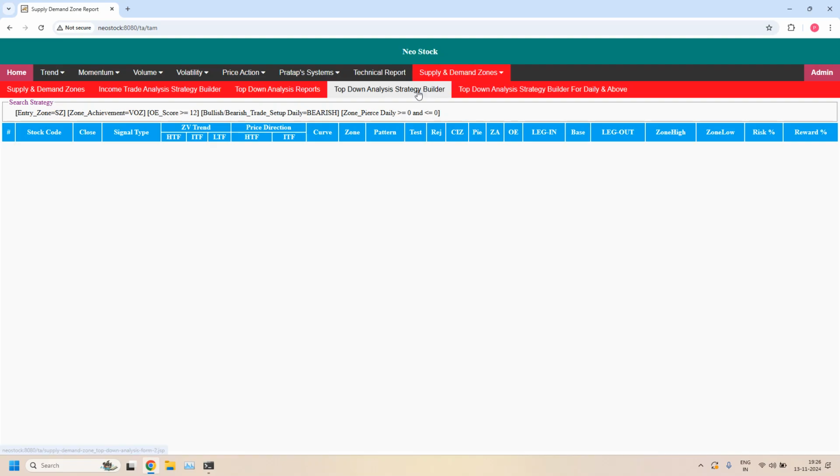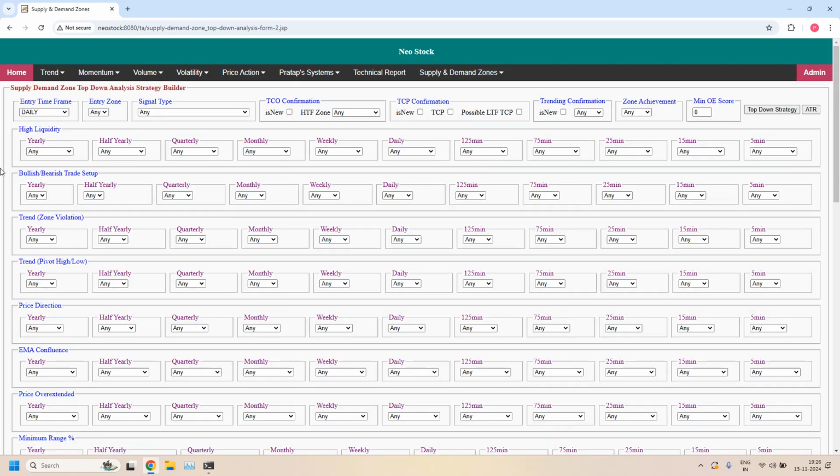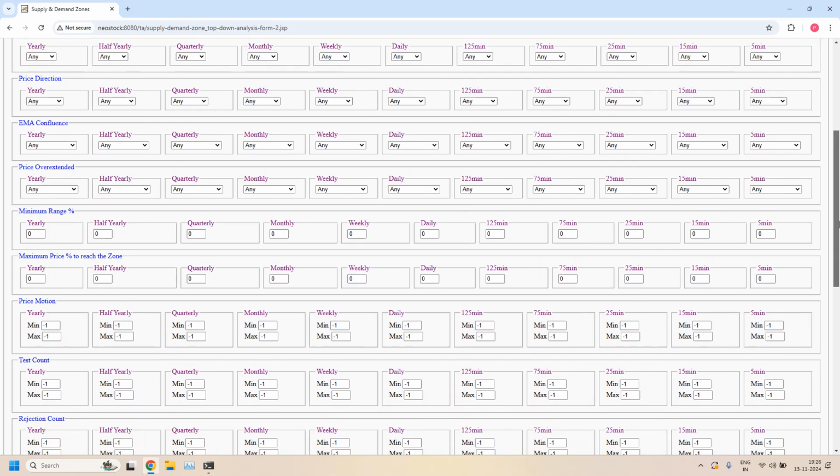Okay, next let us look into the weekly bullish trade setup, weekly income trade. Entry time frame 75 minutes. Entry zone demand zone. In bullish or bearish trade setup at 75 minutes, I am selecting bullish. And these 75 minutes demand zones should not be pierced.